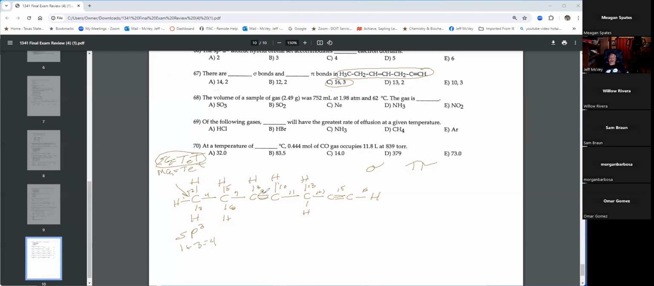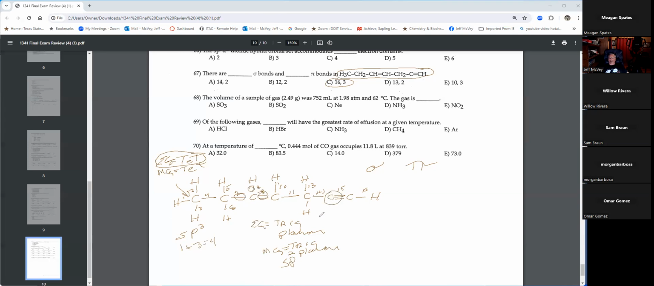I've got 1, 2, 3 electron domains. What's my electron geometry? Trigonal planar. What is my molecular geometry? It's the same. Trigonal planar. What's my hybridization? sp2. Good job. Okay, let's go down to this carbon.